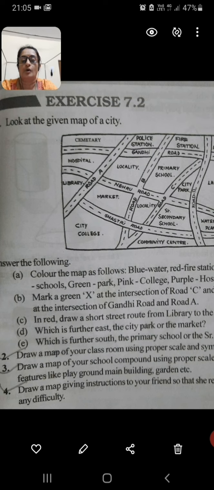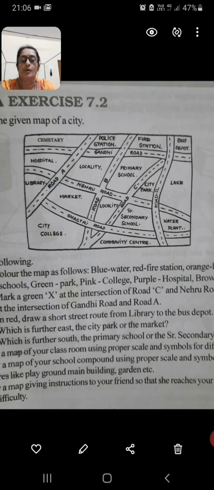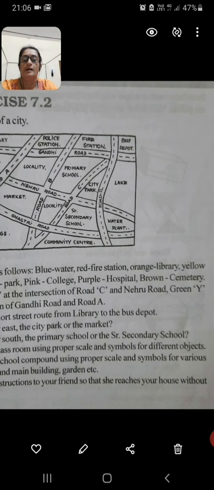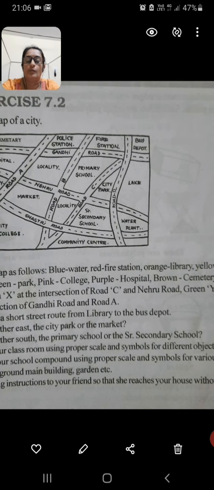Here you have to draw a map of your classroom using proper scale and symbols from different objects. So you have to draw a classroom. It may be square in shape or rectangle, and then whatever objects are there, whatever things are there in the classroom, you have to give a symbol for all of them and then draw it. And the symbols also you have to write what all are there in the picture.